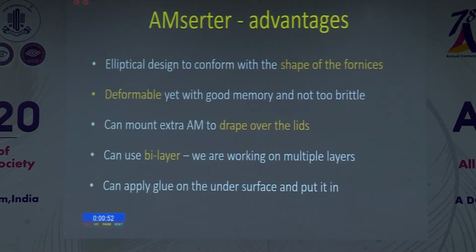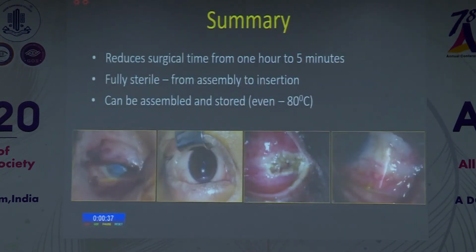So the advantages of this device is the elliptical design which conforms to various shapes and sizes of the orbit. It is deformable. AM can be used to drape the lids. We have used bilayers, and you can apply glue on the undersurface and put it in. It reduces the surgical time from 1 hour to 5 minutes. It is fully sterile from assembly to insertion, and it can be assembled, and we have stored it at up to -80 degrees centigrade without any degeneration of the membrane or the device.